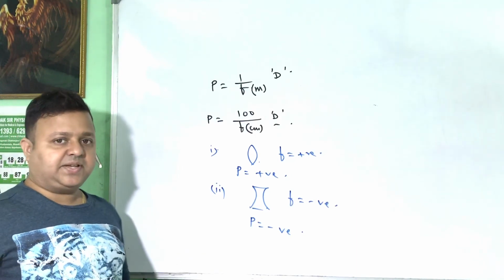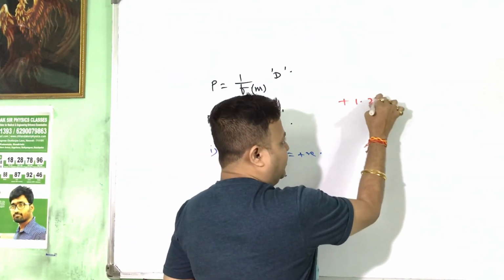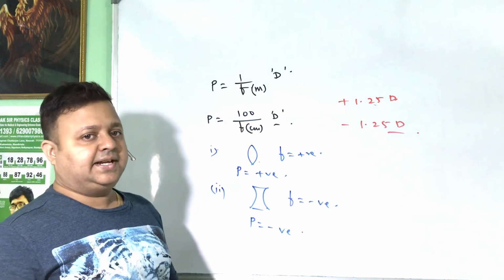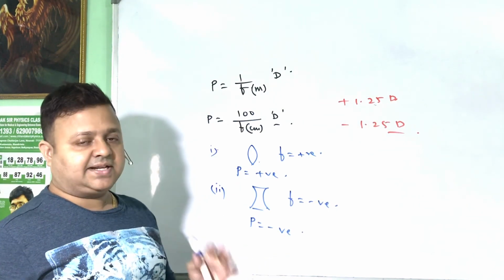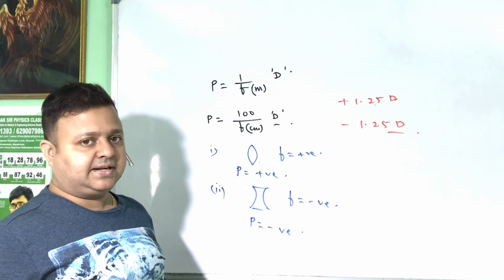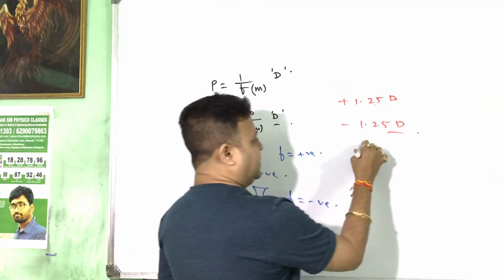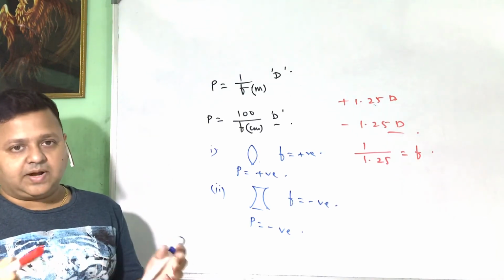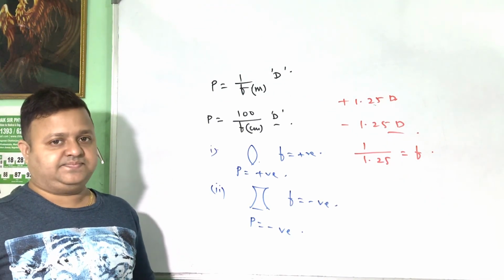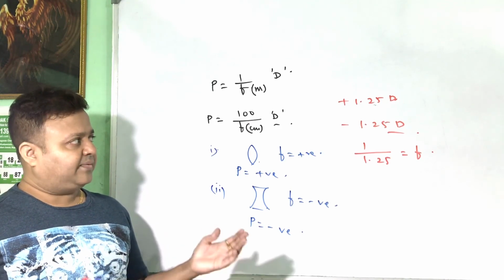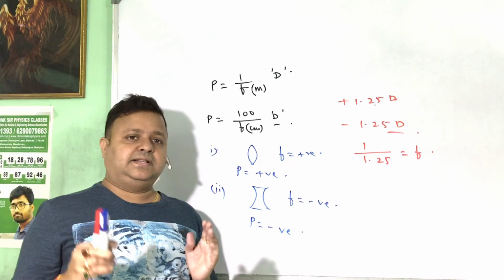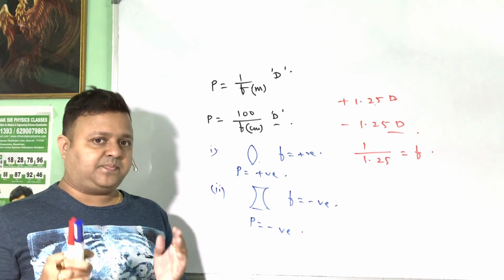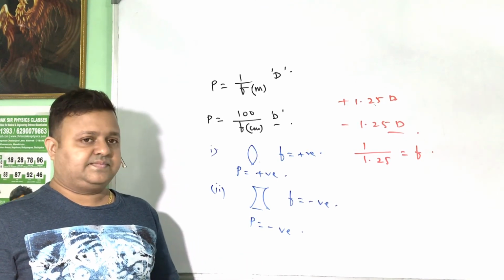When you see eye surgeons specify plus 1.25 diopter or minus 1.25 diopter, plus or minus indicates this is convex and concave. Plus means convex, minus means concave. Many people have minus power, that is concave lens. And 1/1.25 is the focal length of the prescribed lens in meter.